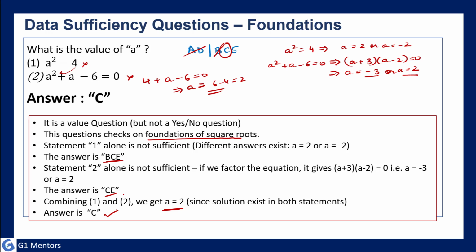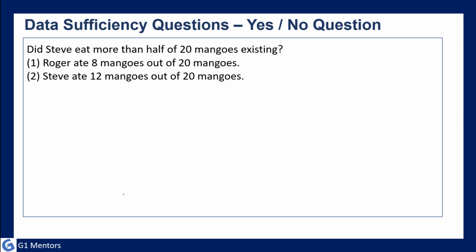So now let us try one yes/no question, to see how GMAT is going to trap you in the yes/no question. It's a very simple question. Did Steve eat more than half of the 20 mangoes existing? So there are in total 20 mangoes. How many mangoes did Steve eat? Did Steve eat more than 10 mangoes? This is the question.